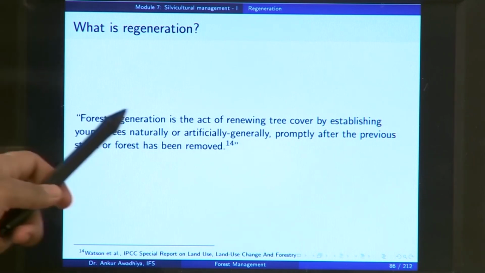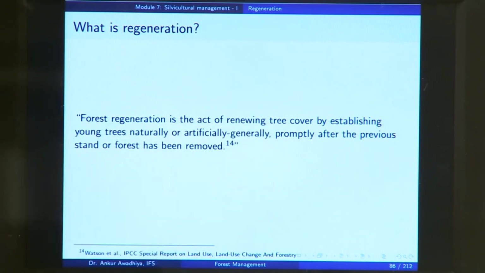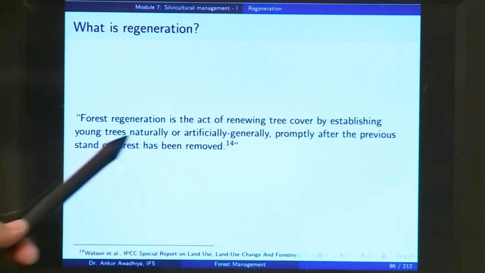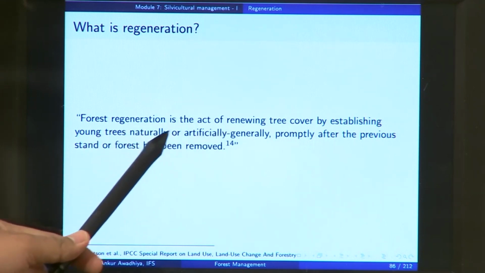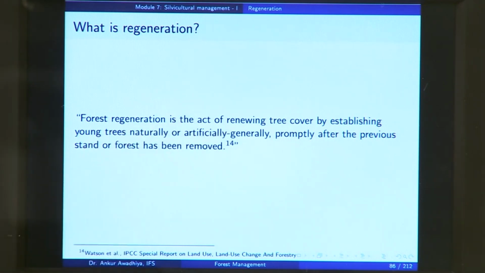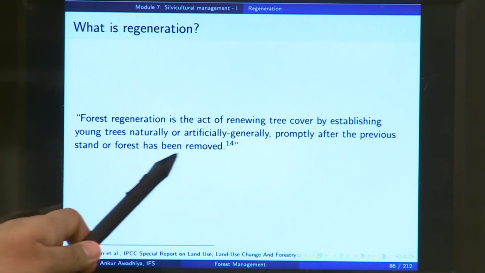So, forest regeneration is the act of renewing the tree cover. So, we are trying to renew the tree cover by establishing young trees, and these young trees can be established either naturally or artificially. So, we will look at both of these, natural regeneration and artificial regeneration, and it is generally done promptly after the previous stand or forest has been removed.